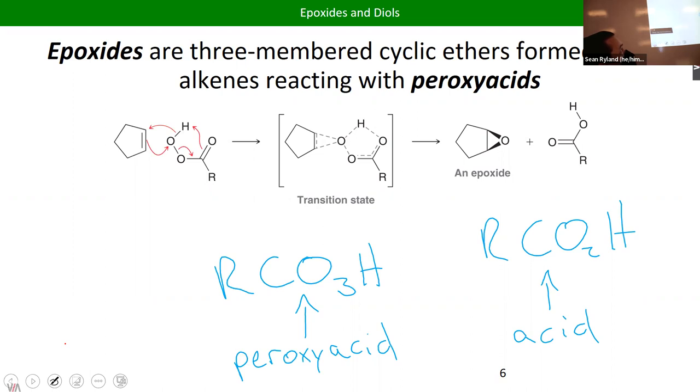But the main piece here is that you wind up making a three-sided ring structure once again, just with oxygen now. And there's a proton transfer step and moving some electrons over on the right side of that line, so you go from a peroxy acid to a regular acid. And basically that gives us the ability to kick off that extra oxygen and it winds up bonding to make the epoxide.